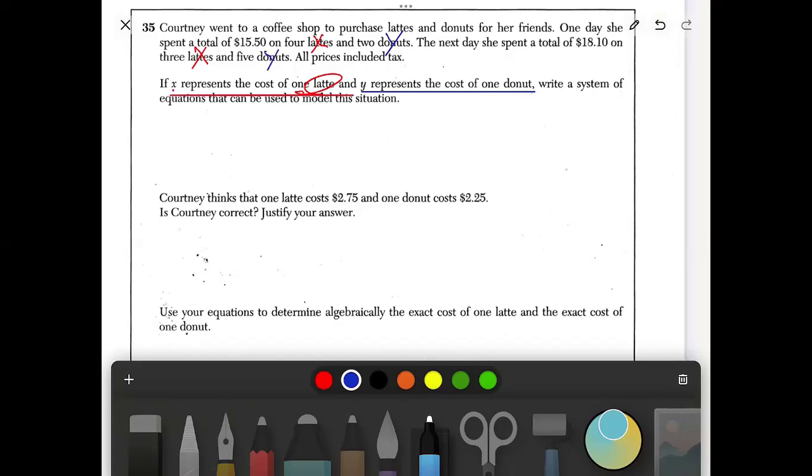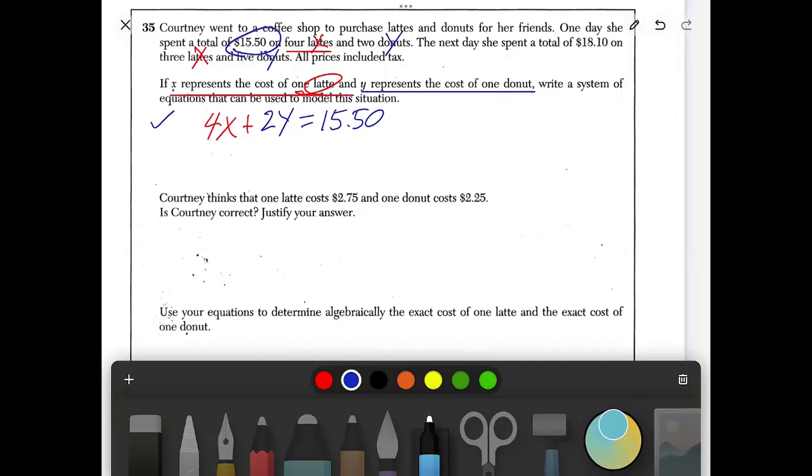Now, at this point, it's just a standard linear equation. What you see is what you get. It's not difficult to come up with the equation. So here's how you do it. We know there were 4 lattes, so it's going to be 4X, and 2 donuts, so there's going to be 2Y, and it says it costs $15.50. So that's your equation. That's it. That's an easy setup. Then you're going to do the same thing for the other equation. You need to have two equations because you have two variables.